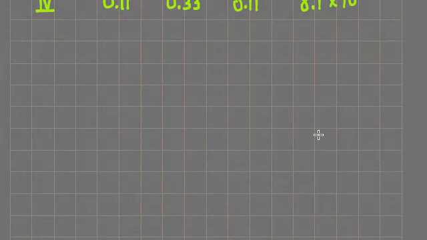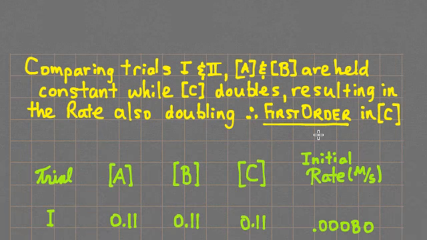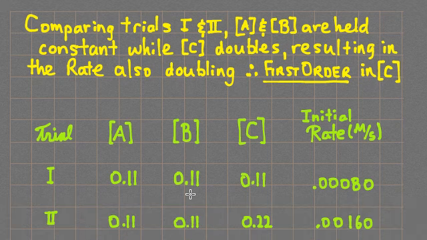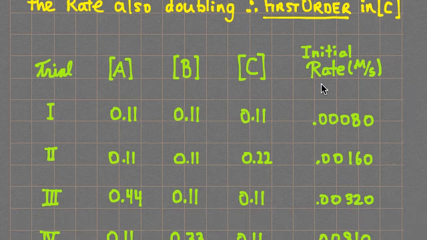Let me write that out. Comparing trials 1 and 2, my A and my B are held constant. So my A is constant, my B is constant, my C doubles, resulting in the rate also doubling from 0.0008 to 0.0016. Therefore, since the same thing happens to the rate as happens to C, I say it's first order in C. I can write more of that out later.